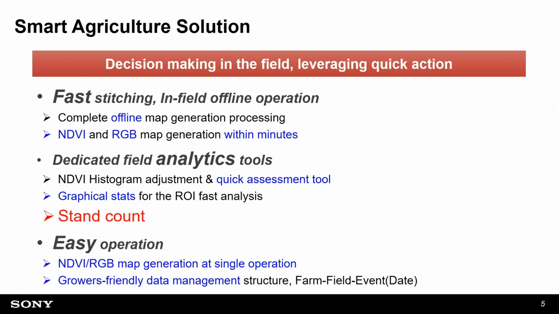So what we developed is a solution to provide the capability of decision making in the field, leveraging quick action. The three key features here: the first is fast stitching. This system works in a completely offline environment. A lot of fields have limited network coverage, so this works completely offline, with no need for internet. And both NDVI and RGB maps can be generated within minutes.